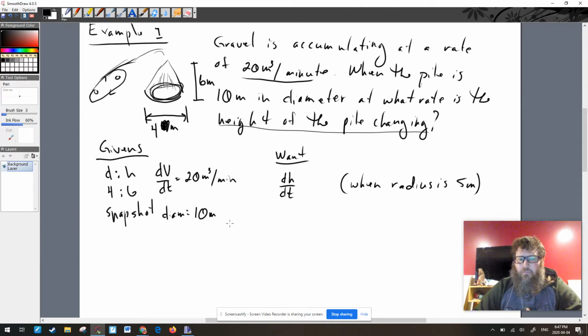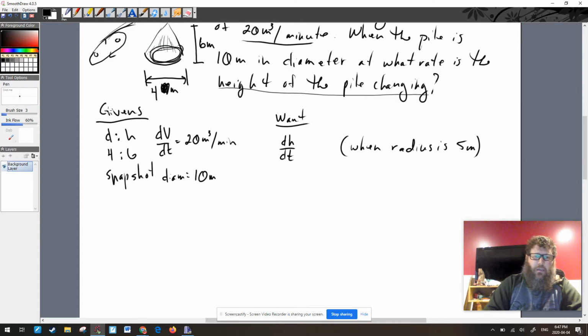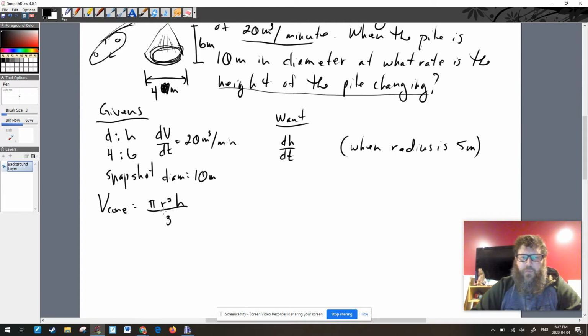So now, knowing our formulas is going to be useful to us. I can tell you that the volume formula for a cone, I think we should all know this, is going to be pi r squared h. That's if it was a cylinder, but it's not a cylinder, it's going to be a cone. So then we're going to divide it by 3. So there's our volume.